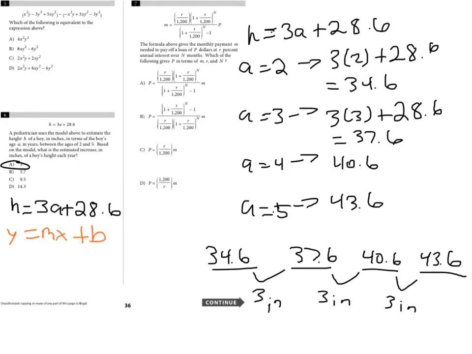y equals mx plus b. So, b in this case would be your y-intercept, your initial starting value. m is your slope. So your slope is 3. Your slope, your constant rate of change, is 3, which means he's going to increase by 3 inches each year. So you wouldn't be able to answer A if you saw that h equals 3a plus 28.6 is a linear function.